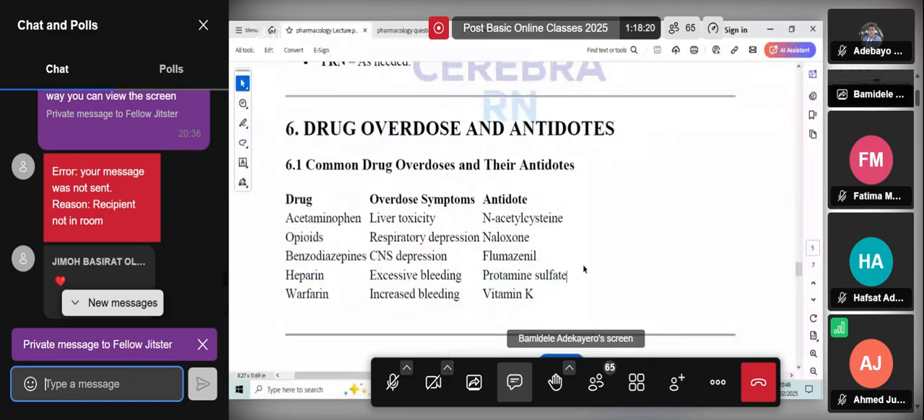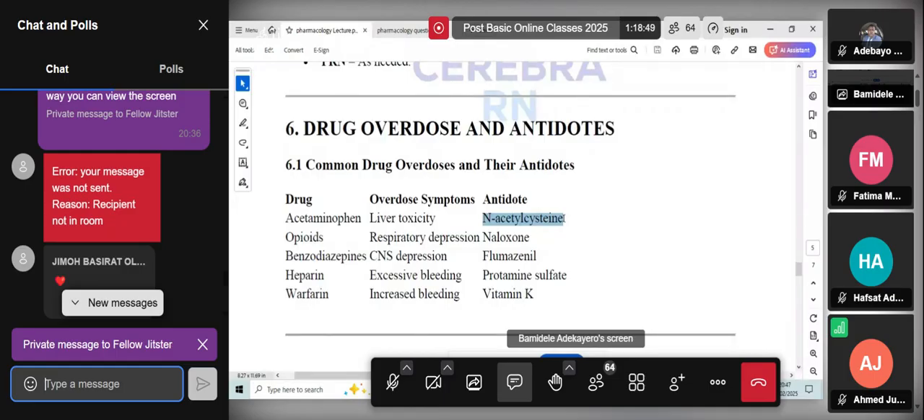Let me give another instance. If you are working in the emergency and a boy is rushed into the hospital, a boy has taken a whole bottle of paracetamol from where the mom kept it. The question may be in the form of what is your first medication? What is the first line of action as a nurse? The first line of action is to make sure this antidote, N-acetylcysteine, is on your crash cart.